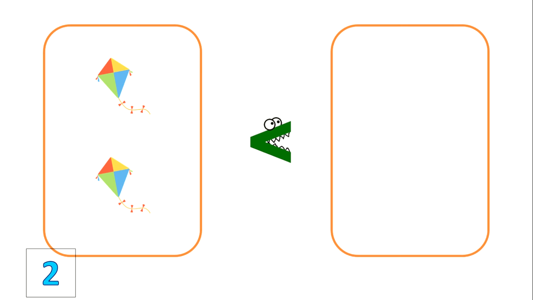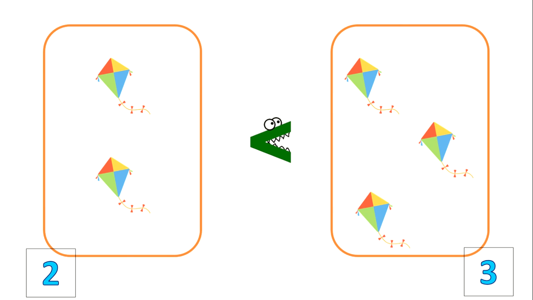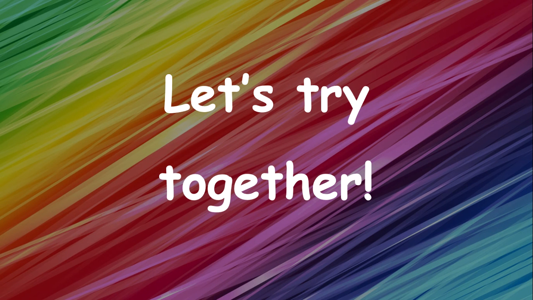So we have to draw 3 kites in this set. Let's go. 1, 2, 3. Great job. So now this is complete. So the gator's back is turned to 2 because that's less, and it's open to the 3, which is more. Excellent work. Now let's try together.